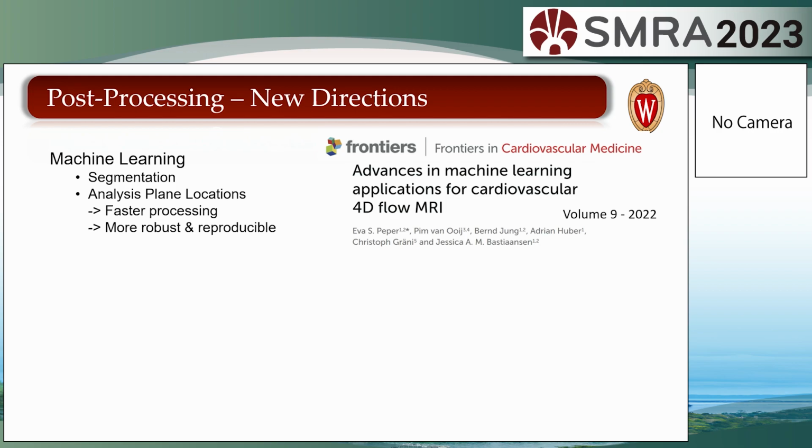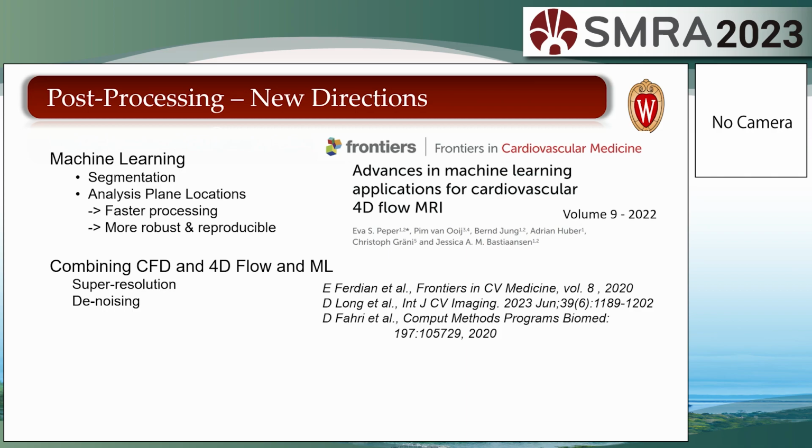For the last 2 slides here, I want to point at some of the exciting new directions in post-processing. Machine learning obviously has made a big impact in the field everywhere, including 4D flow imaging. There's a very nice review article I'm pointing you to here. One of the low-hanging fruits are segmentation approaches, to automate those instead of having them manual or semi-automatic like we've done in the past, and automatically picking analysis plane locations. We saw a talk earlier today on how machine learning can be used to automate this with more robust and more reproducible results. There's also some exciting work combining computational fluid dynamics, 4D flow, and machine learning for things like super resolution imaging or denoising.